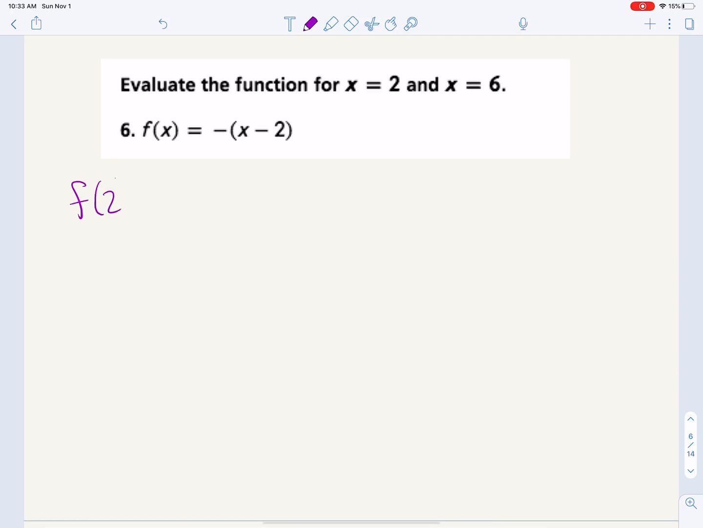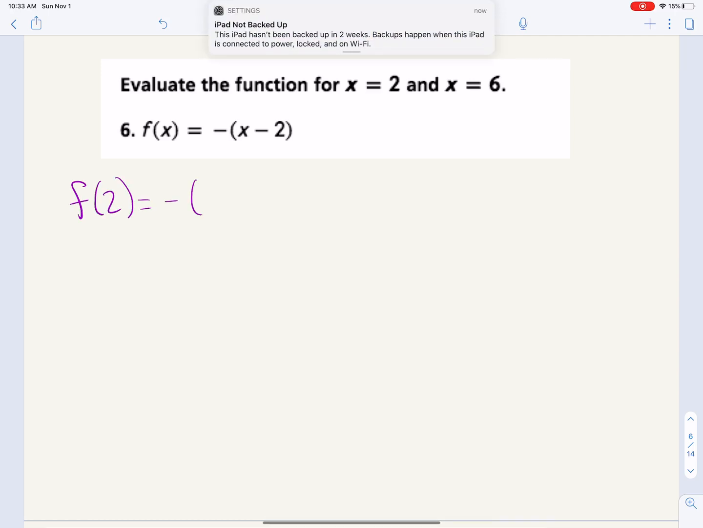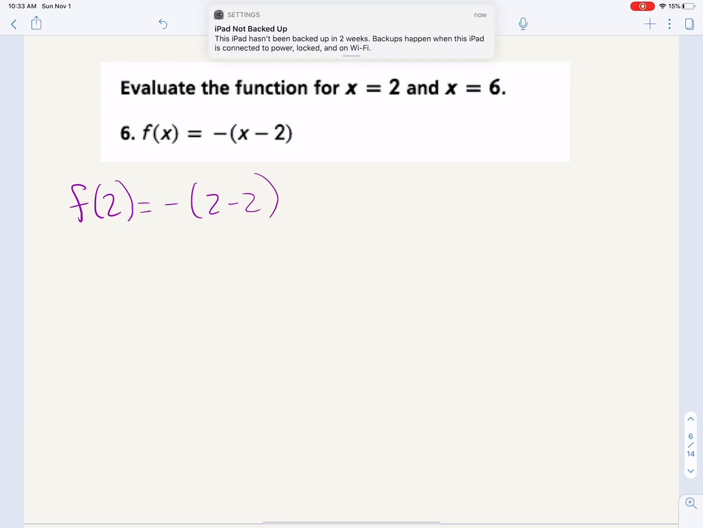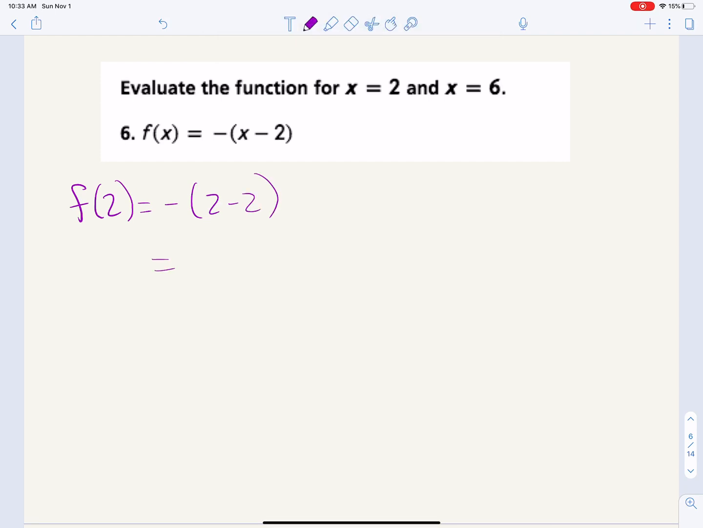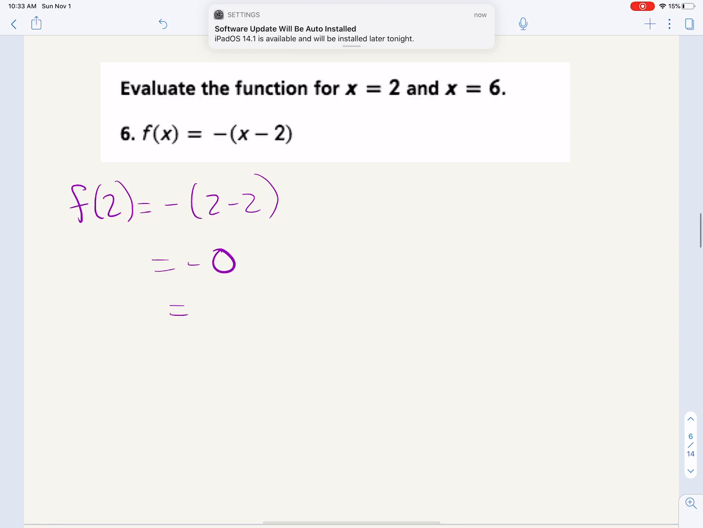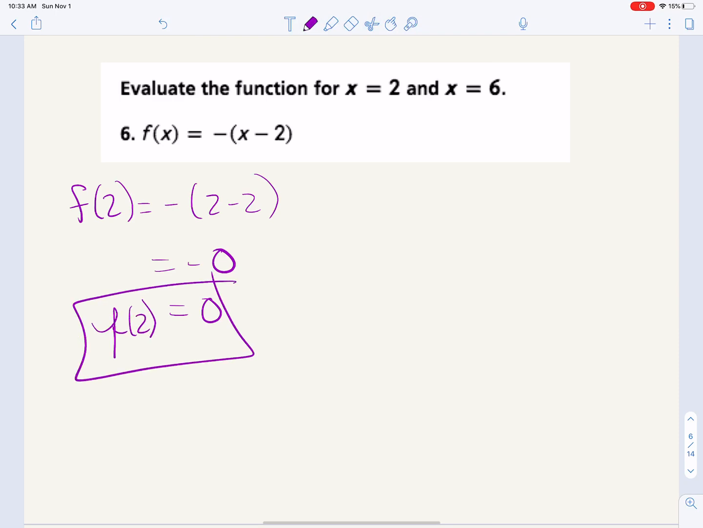Okay, f of 2 is negative 2 minus 2. So 2 minus 2 is 0. I love a 0. Negative 0 is just simply 0. So f of 2 is 0. When I plug in 2 for x, I get 0 for the y value.